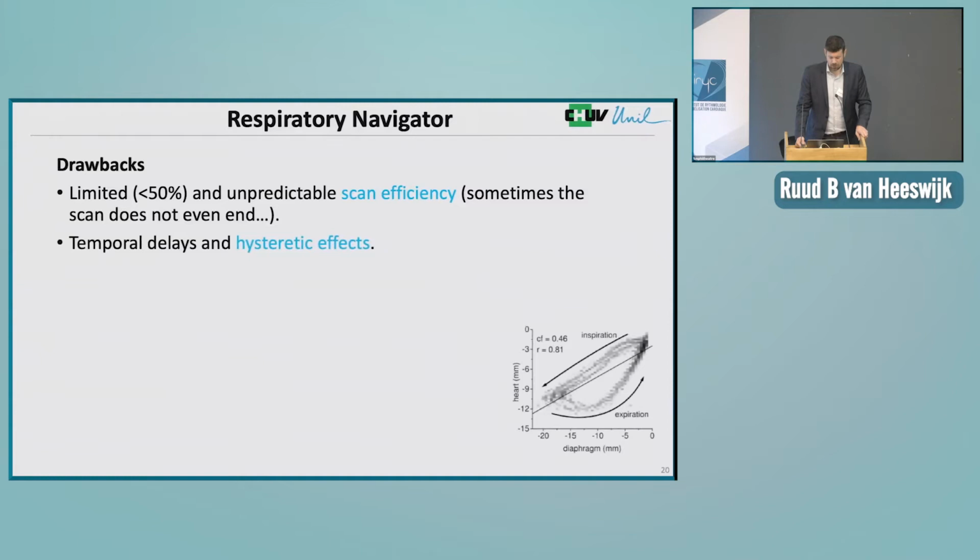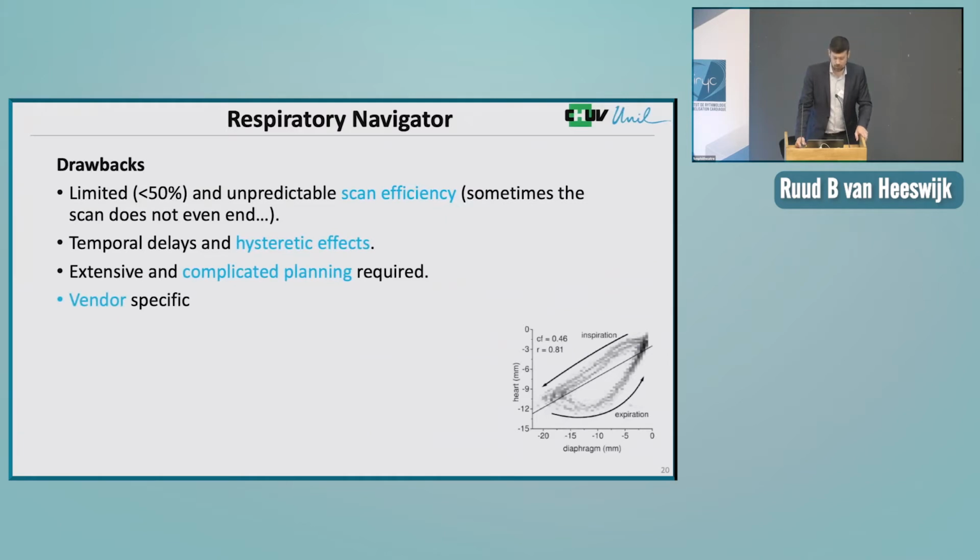There are some temporal delays and hysteretic effects. So as you can see in the diagram on the bottom, not all people breathe in and breathe out the same way. And that changes the relation, of course, between the diaphragm position and the position of the heart. Placing this navigator, which is sometimes a crosshair or sometimes a dot and so on, that needs to be in a very exact position, is a relatively complicated planning for the technicians, so they don't like it either. And it's of course a point that goes wrong.